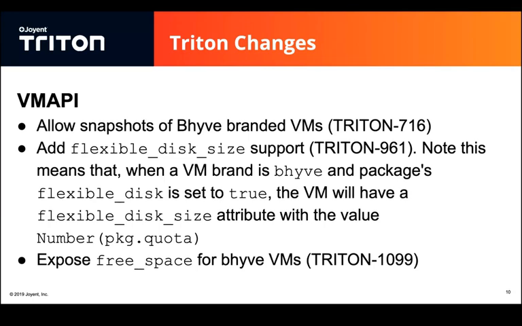So I think at least on this slide, we can clarify something. Flexible disk size is set exactly to package quota when flexible disk is set to true in bhyve. So, I mean, I know it's somewhat confusing, but I think at least this one is pretty straightforward. And then we also, if you take a look at machines, I will show a little demo later.